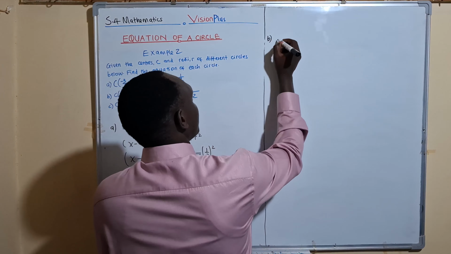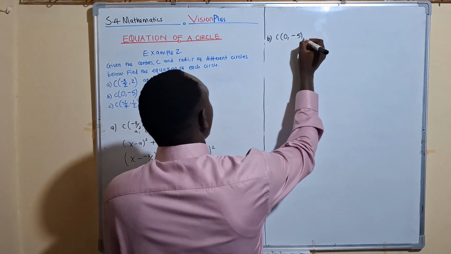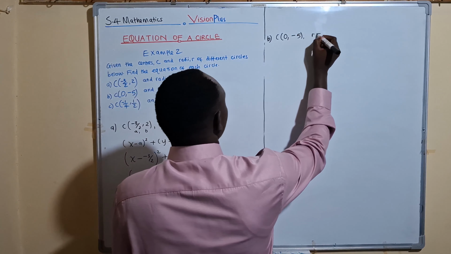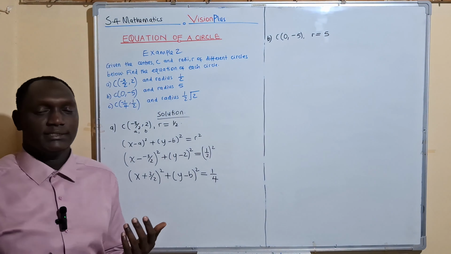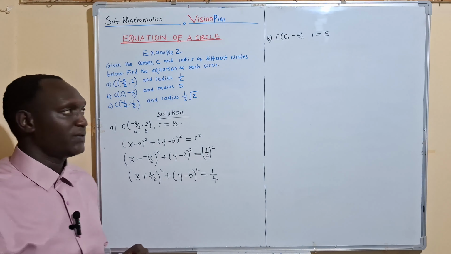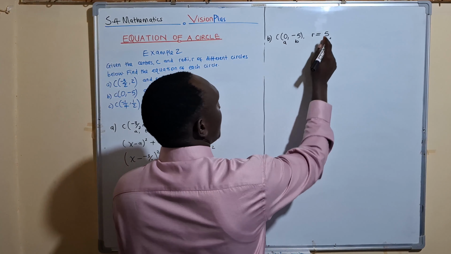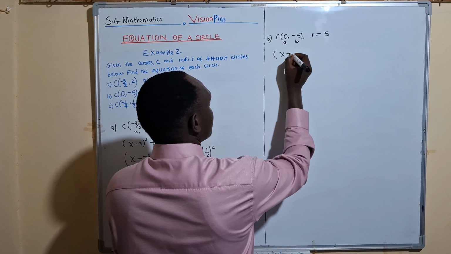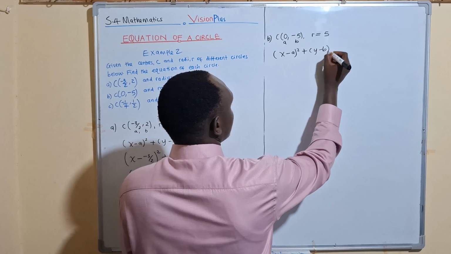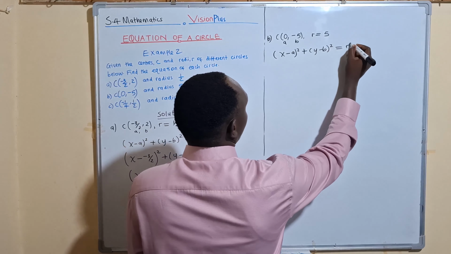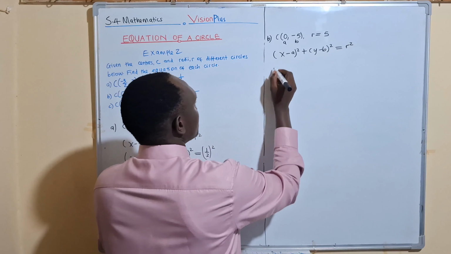Part B says that we are given center C with coordinate 0 and -5 and radius R of 5 units. What do we need to do? Always start by writing the equation of the circle, and then you substitute for A, B and R. So the equation is given by x minus A squared plus y minus B squared equals to R squared. Don't forget the squares on all the terms. Then we start to substitute.